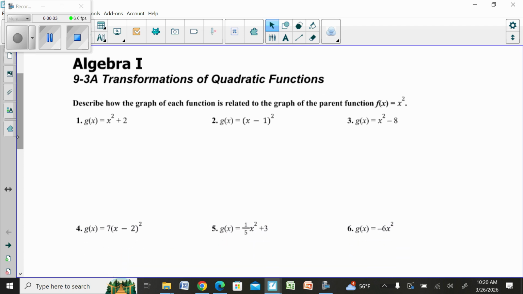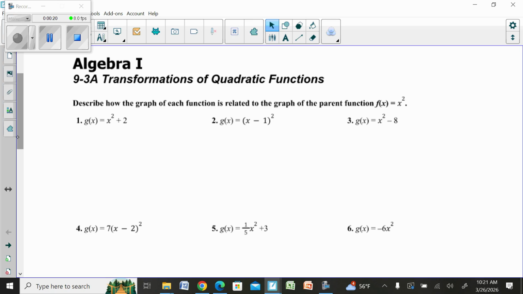These are your 9-3A homework help questions. You really don't need a graphing calculator today. You need your notes today. So if you did not watch your notes, that might be something that you want to take care of so that you can follow along.